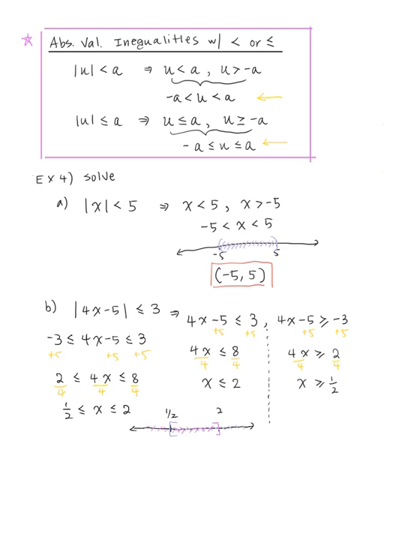Okay, so where they overlap is between 1/2 and 2. Therefore, in interval notation, it would be 1/2 closed to 2 closed. So this is going to be our answer.